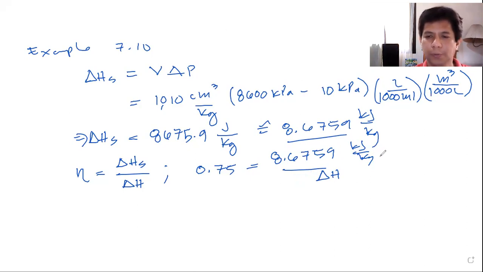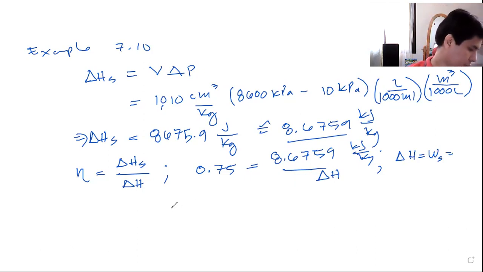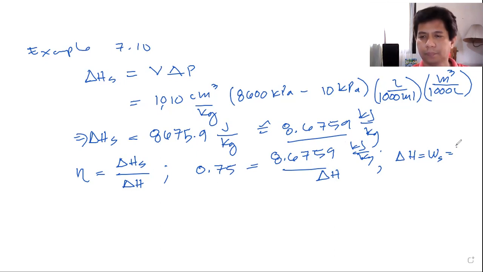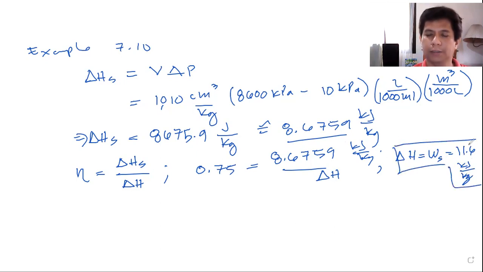Yun. So you're supposed to get something like your work, WS. You're supposed to get something like 11.6 kilojoules per kilogram. So this is one of the final answers.